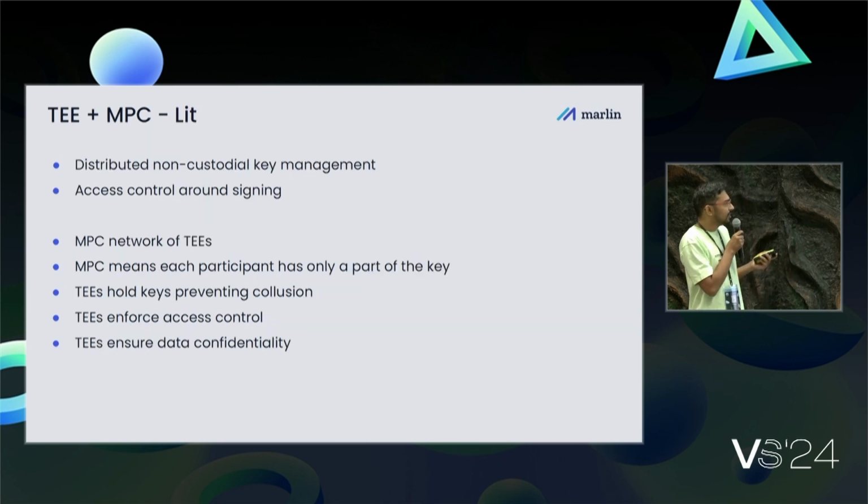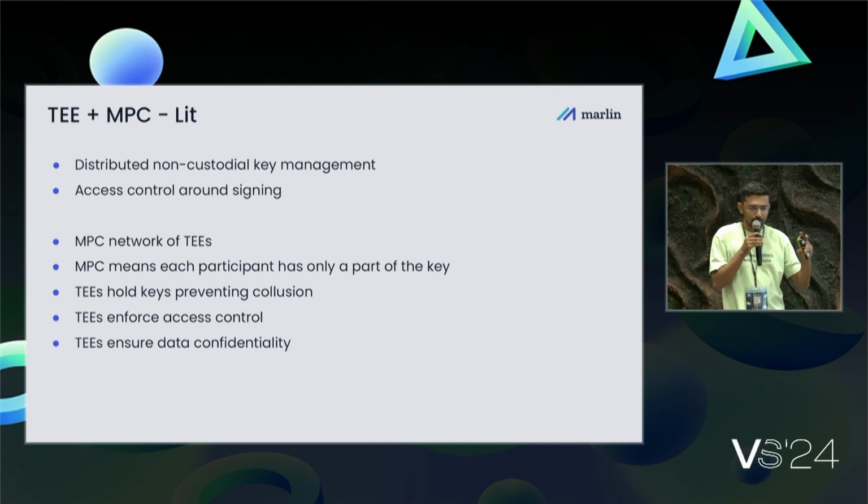Let's look at another one, which is the combination of TE and MPC, which is LIT protocol. LIT's claim to fame is what they call distributed non-custodial key management. Effectively, what it's giving you is something like account abstraction, where you have an externally owned address for you that's distributed across the network using MPC, right? And you get to define what sort of access control you want around the key. So you might say, hey, maybe if this person has some sort of NFT, give them access to the key or something like that, right?